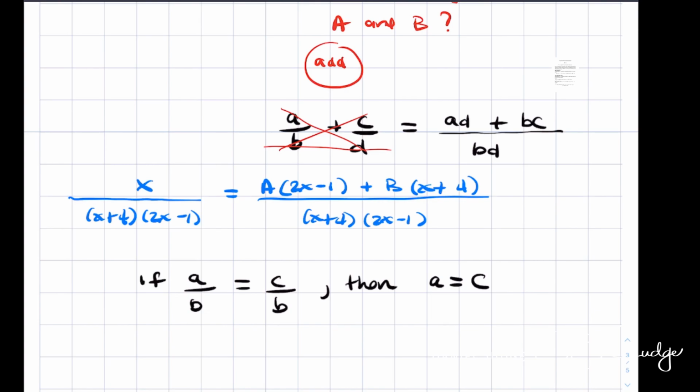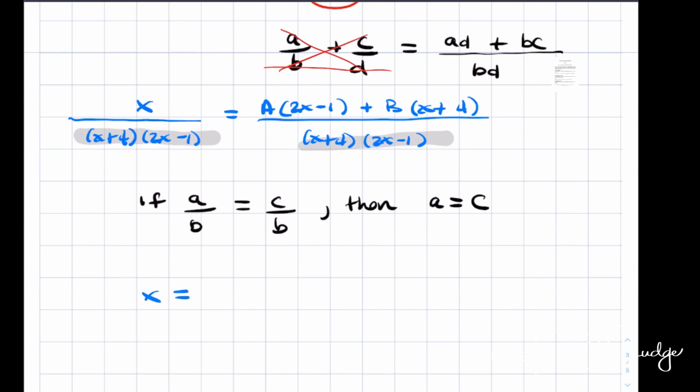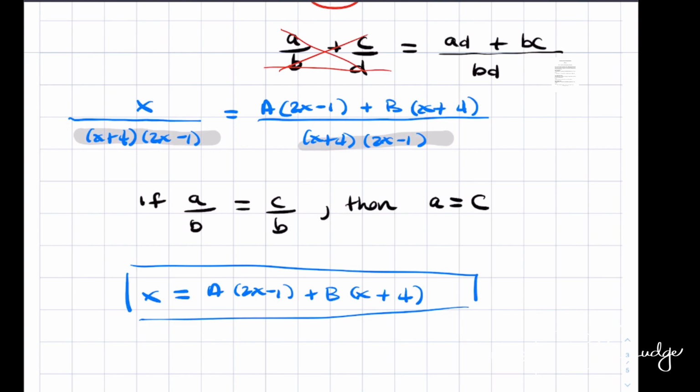So the point I'm making here is that since the denominators are equal, they're the same. What that forces us to conclude is my numerator, x, and A times 2x minus 1 plus B times x plus 4, has to be the same. And this here, ladies and gentlemen, is really where all the work is going to come in. It's not in setting this up. You can set this up pretty fast. However, this is where the work comes in. We have to determine, again, what A and B are.